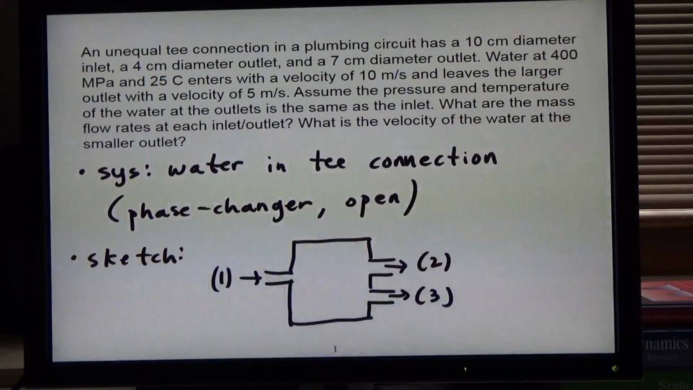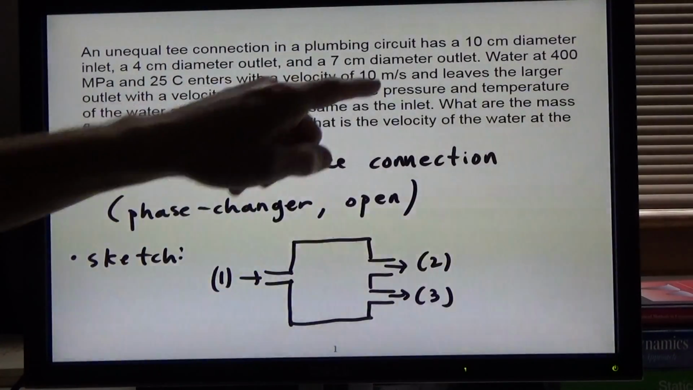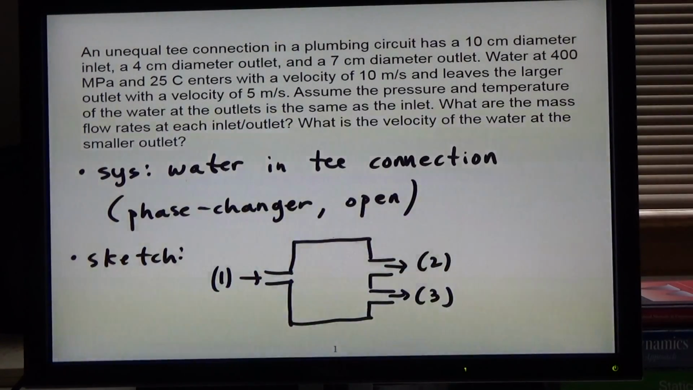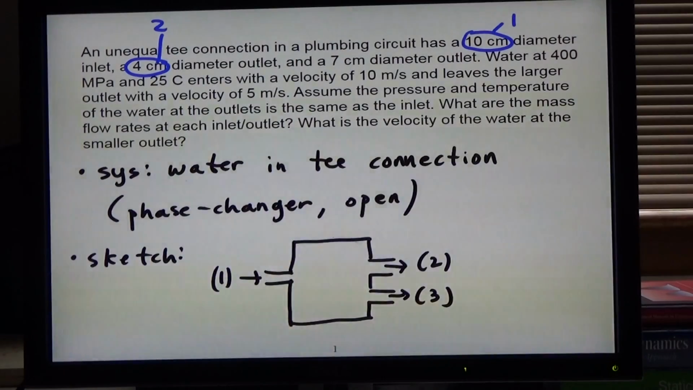Then we're told that there are also 2 outlets. We have the 4 centimeter diameter outlet and the 7 centimeter diameter outlet. So we're going to just arbitrarily name those 2 outlets 2 and 3. Here we'll mark that the 10 centimeter diameter inlet is referring to inlet number 1. The 4 centimeter diameter outlet is referring to everything that we're going to call 2, so that's outlet number 2. And then the 7 centimeter diameter outlet, we're going to label as outlet number 3.